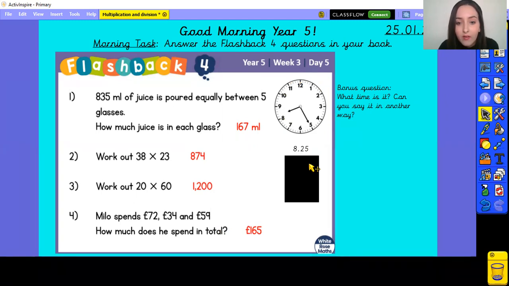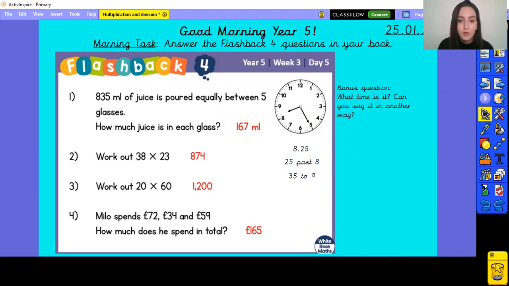And our bonus question, what time is the clock saying and how can we say it? So the clock is showing the time 8:25, because the little hand is on 8 and the big hand on 25. We can say 25 past 8, 25 minutes past 8, or we could say, but we don't say very often, 35 to 9, because we've got 35 minutes left of the hour until 9 o'clock.